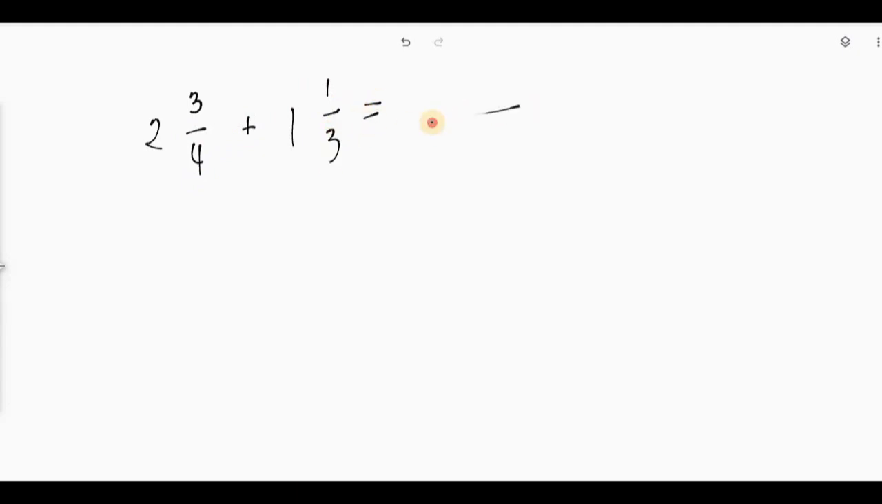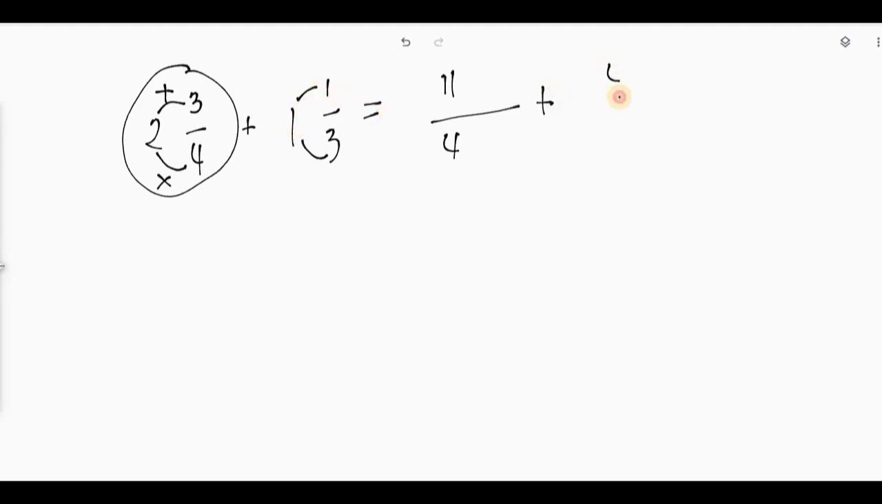So, yung isang way is i-convert natin into improper fraction. So, paano gagawin? Itong dalawa times tapos add. Okay? So, 4 times 2 is 8 plus 3 is 11. So, we have 11 over 4 plus 3 times 1 tapos plus 1. So, 3 times 1 is 3 plus 1 is 4. So, we have 4 over 3.